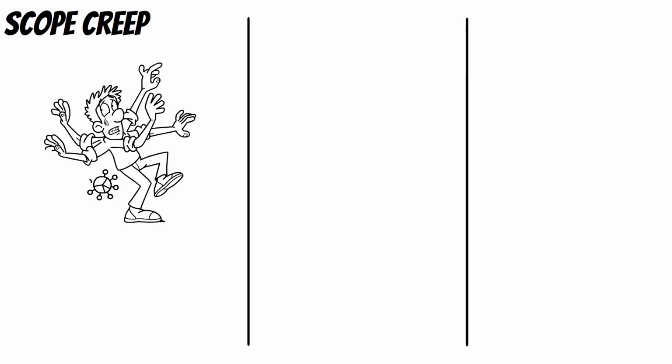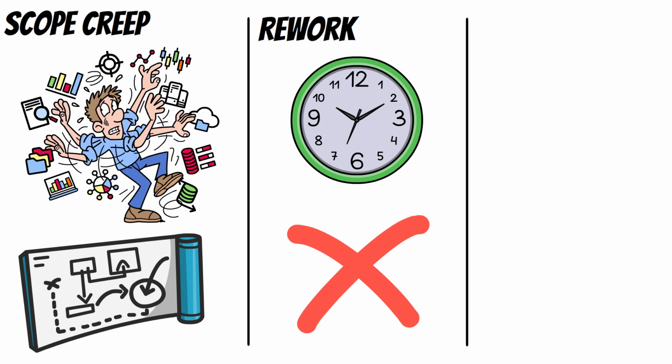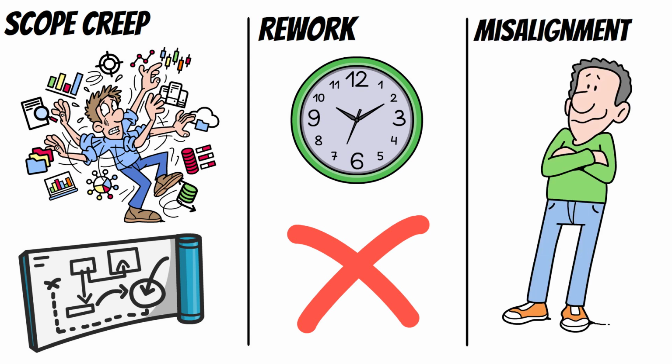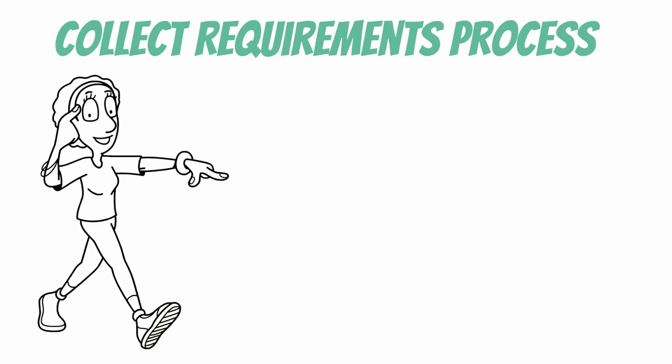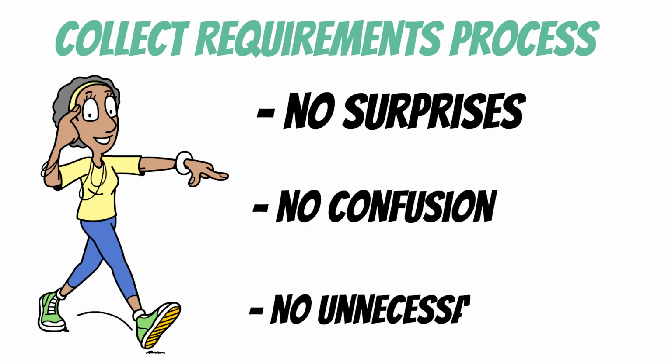If you skip or rush through this process, it leads to scope creep, when uncontrolled changes sneak into the project. Rework, wasting time and budget on features that were never truly needed. Misalignment, delivering something stakeholders don't actually want. A well-executed collect requirements process ensures your project delivers exactly what was promised. No surprises, no confusion, no unnecessary changes.